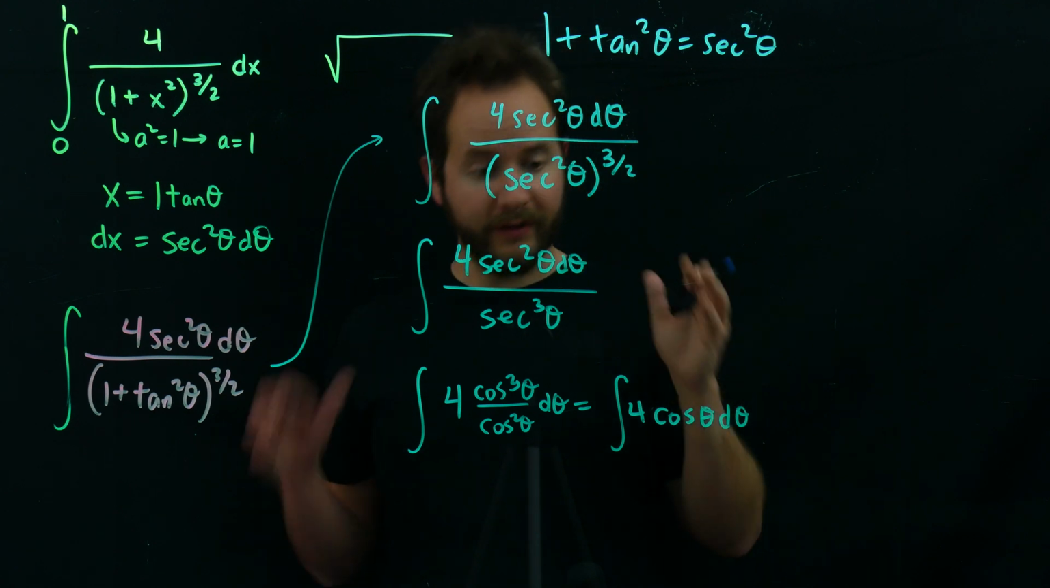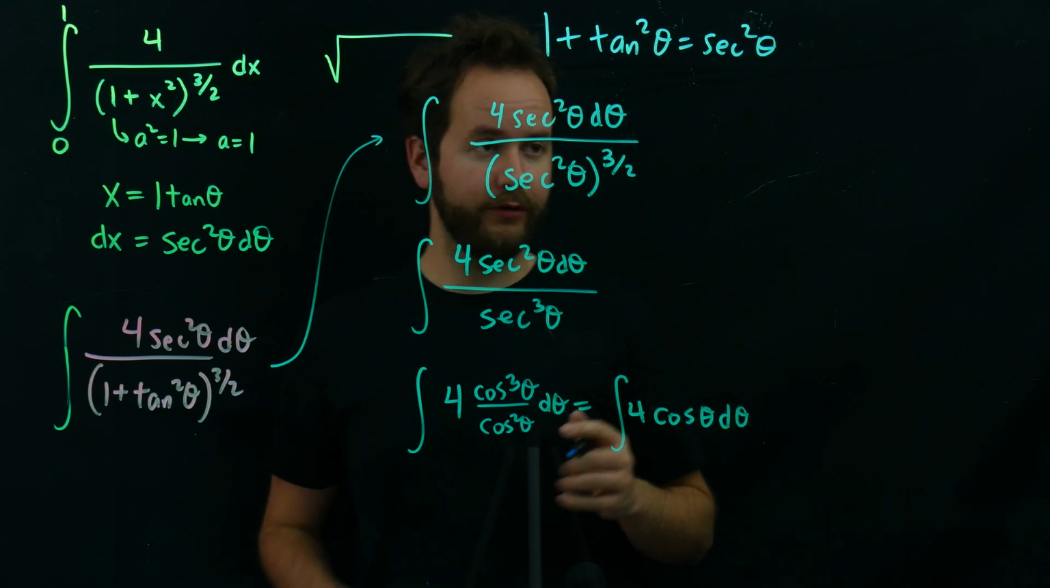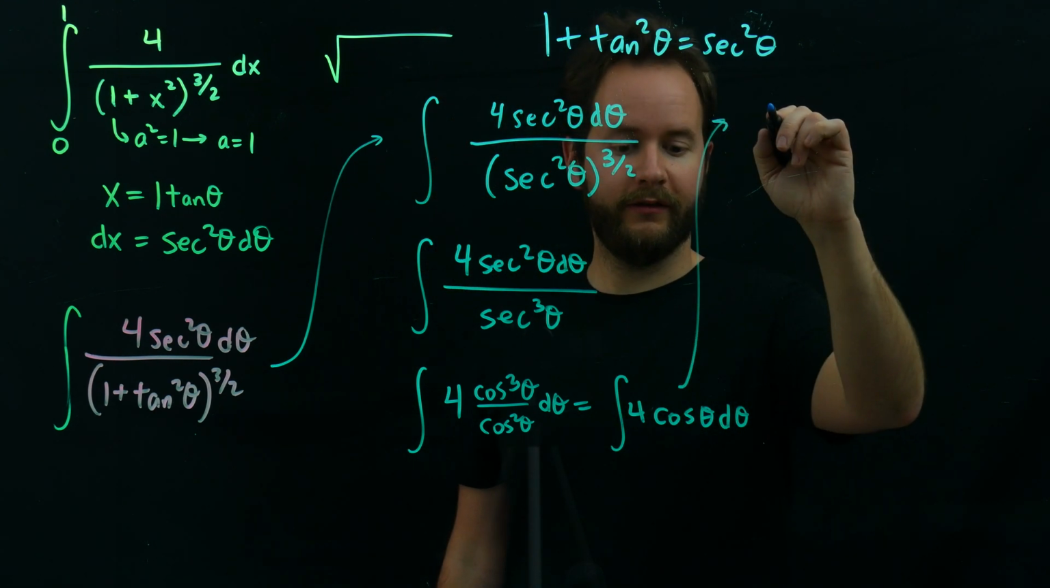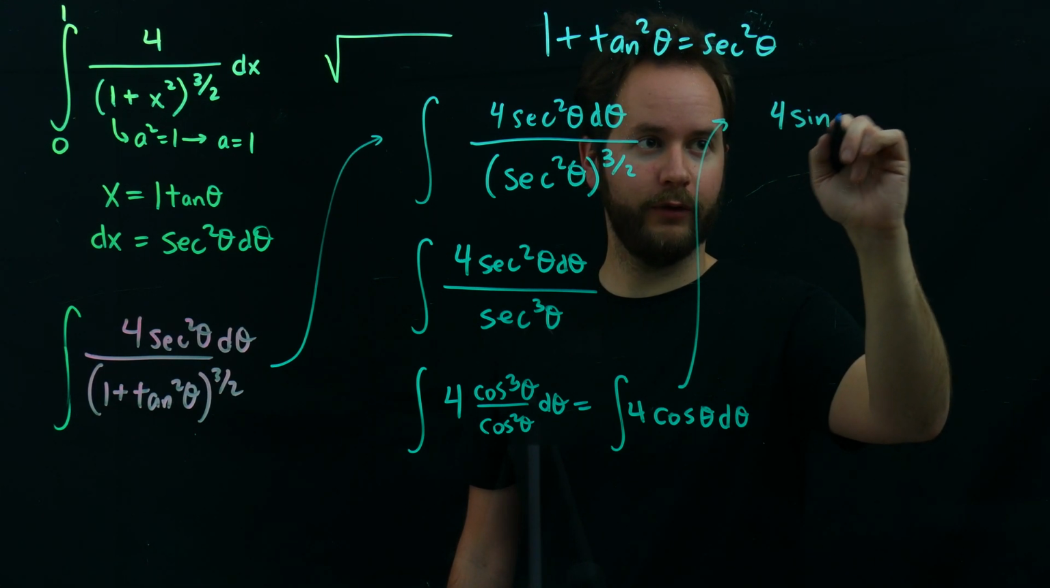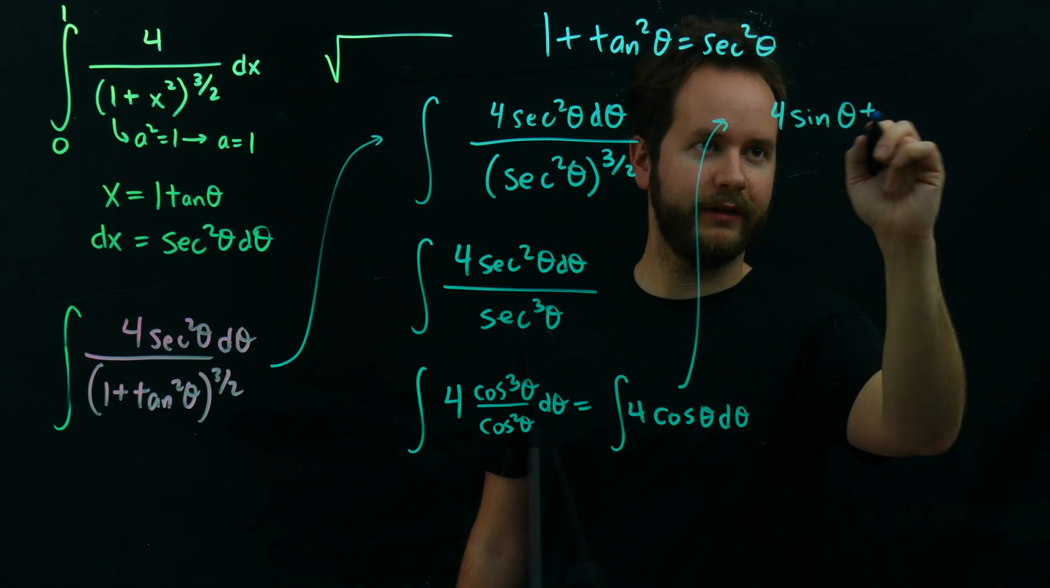All right, we're almost out of the woods. Now it's actually time to integrate. The integral of 4 cosine theta is equal to 4 sine theta. That's the actual integration now. Finally, don't forget plus c.